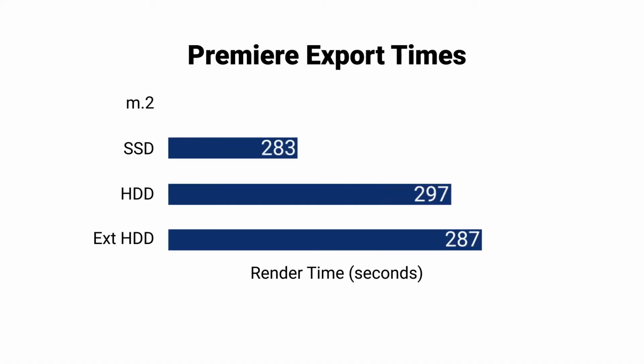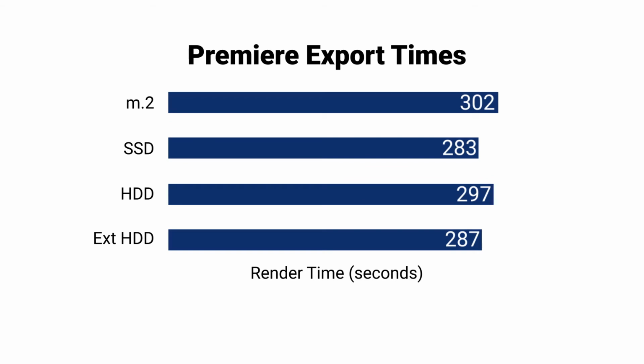The project here is a mixture of 4K and 1080p H.264 files, as well as some motion graphics from After Effects, all being exported at 1080p for YouTube. As you can see by the graph, the export times weren't really affected by the speed of our cache. The M.2 cache was the slowest of the export times, but it was only about a 5% difference from the other results, which puts it in the margin of error.